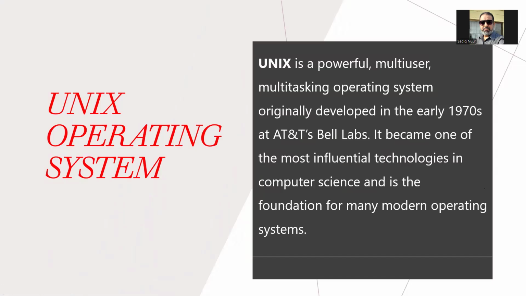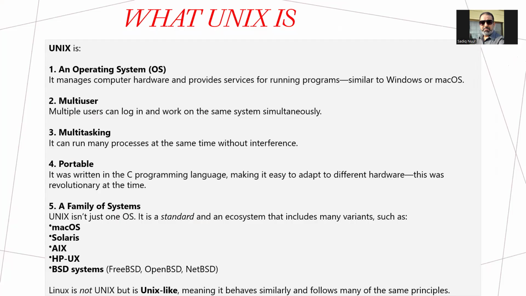So the Unix operating system is a powerful multi-user, multitasking operating system originally created in the early 1970s at the AT&T Bell Labs. It became one of the most influential technologies in computer science and is the foundation for many modern operating systems.